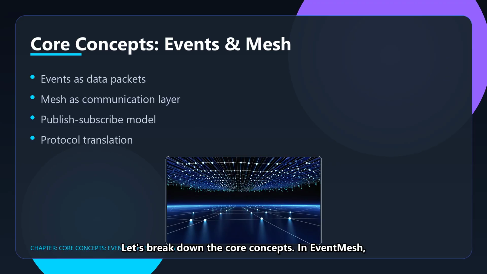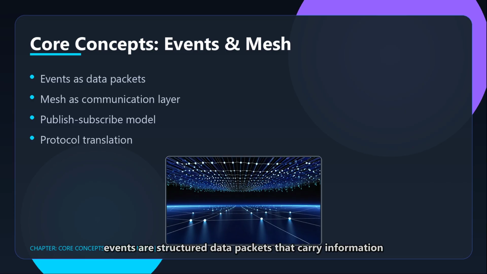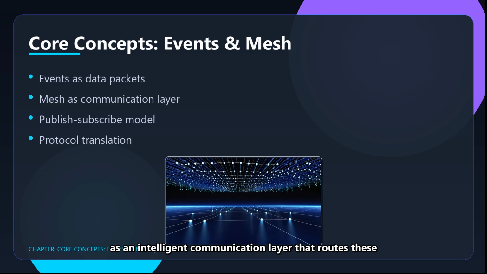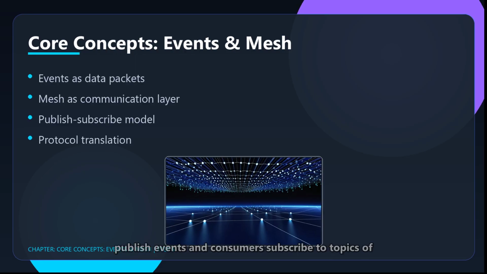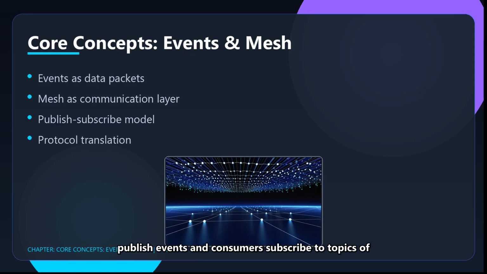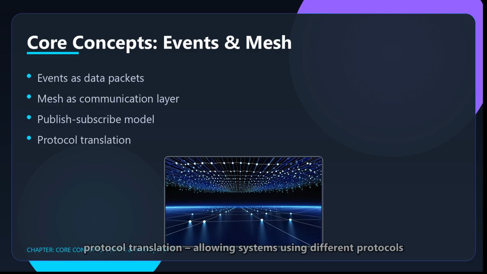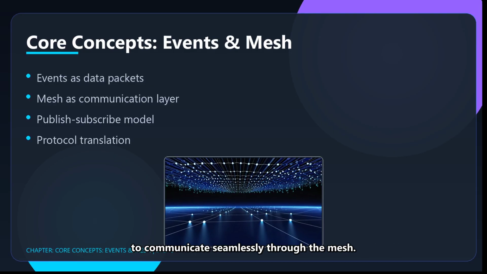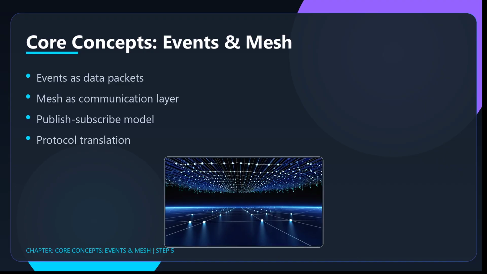Let's break down the core concepts. In EventMesh, events are structured data packets that carry information from one system to another. The mesh acts as an intelligent communication layer that routes these events. It uses a publish-subscribe model, where producers publish events and consumers subscribe to topics of interest. One of its most powerful features is protocol translation, allowing systems using different protocols to communicate seamlessly through the mesh.